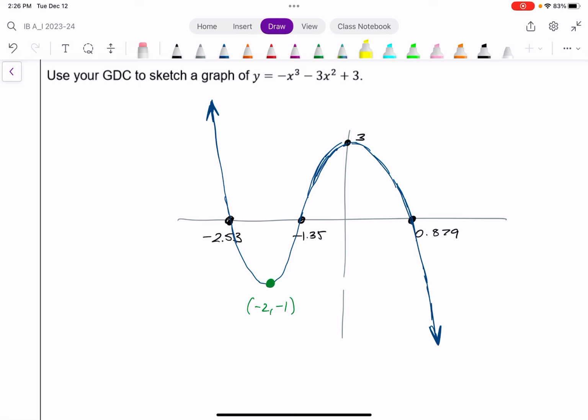Although in general, when you're sketching a function, the most important part is the general shape, your x-intercepts, or your zeros they're called, and your y-intercept. And that's all kind of sketched out.